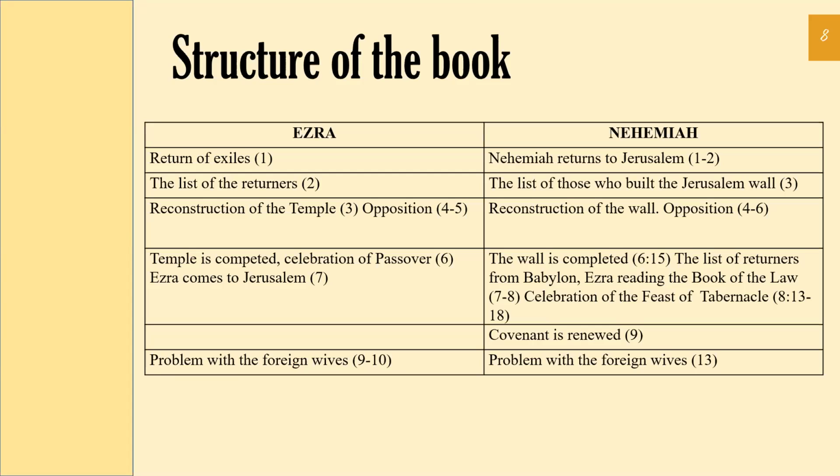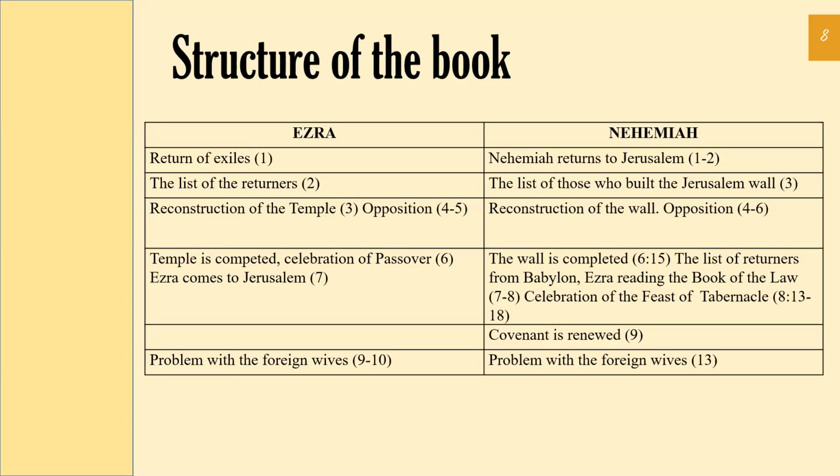After that, the temple is completed. So the temple was built, and there is a celebration of Passover. Ezra comes to Jerusalem. And something similar we have in the book of Nehemiah. For example, the wall is completed, the list of returners from Babylon, Ezra reading the book of the law, celebration of the Feast of Tabernacles. So do you see some very common motifs we can find in both books?